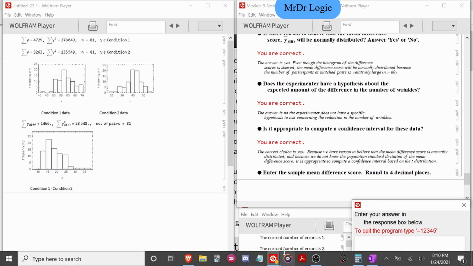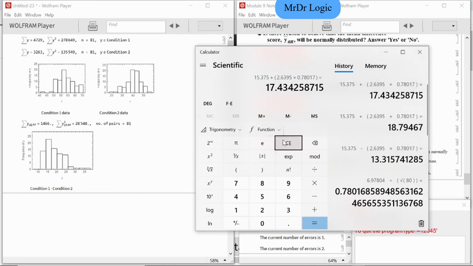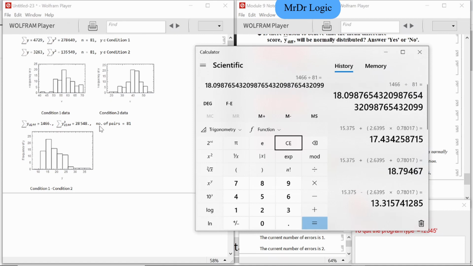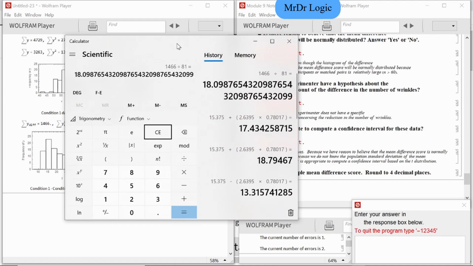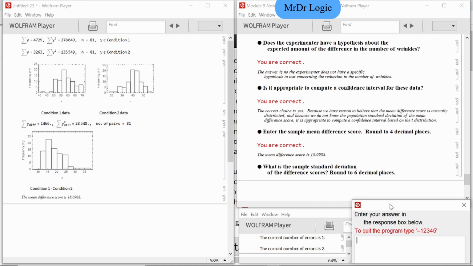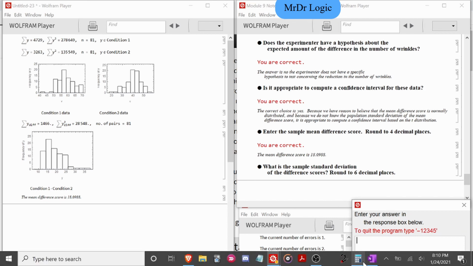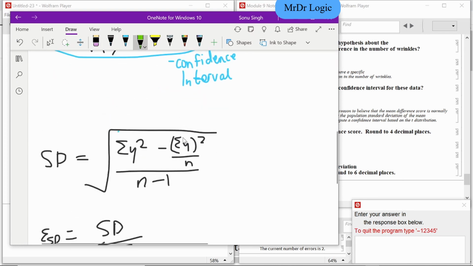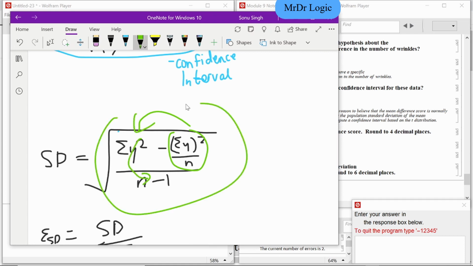Enter the sample mean. Okay, so this is simple. This is straight up simple. Take this, divide it by this, divided by 81. So you take sum of y and divide it by the number of pairs. Usually it's not laid out this simply, but we got lucky. Standard deviation. Oh my god. Okay, so this is the thing we have to follow now. We'll start with this, and we'll work our way here, and then here, and then do the whole thing all together.